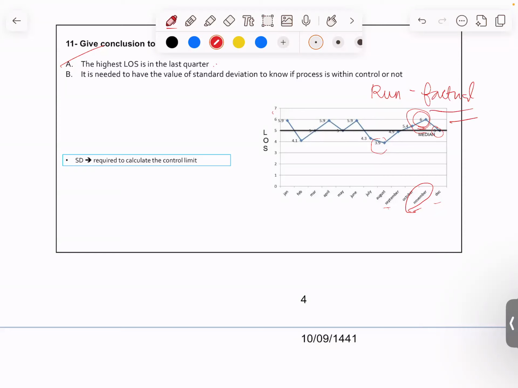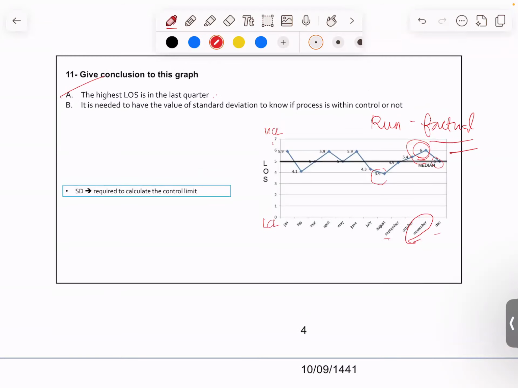A factual representation of the graph. Okay, so can you see here, in the first place, this is not a control chart, right? Because you don't see the UCL and you don't see the lower control limit. So go back to the question, give conclusions to this graph. The conclusion of this graph is the highest length of stay is in the last quarter. So which gives us the true representation of the data.